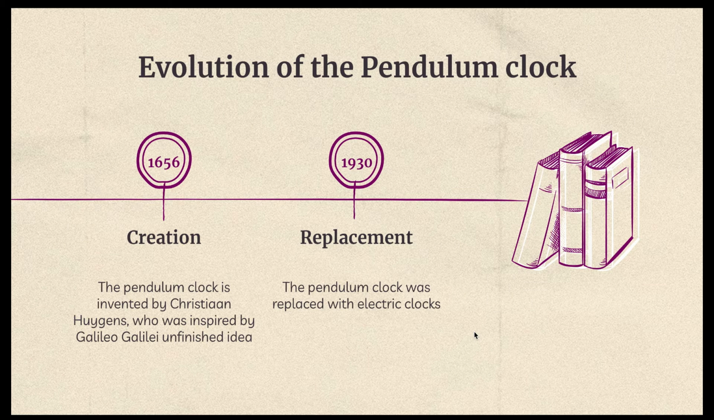In 1656, Huygens built the first pendulum clock, and it turned out that its accuracy was 100 times better than the timer that was used before. Then in 1930, the pendulum clock was replaced with electric clocks.